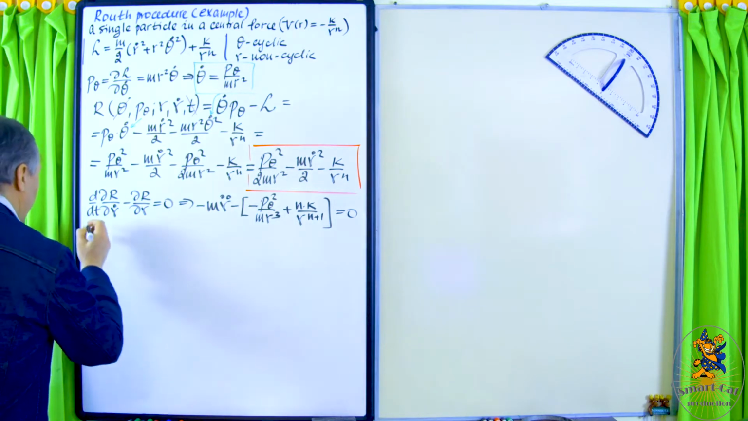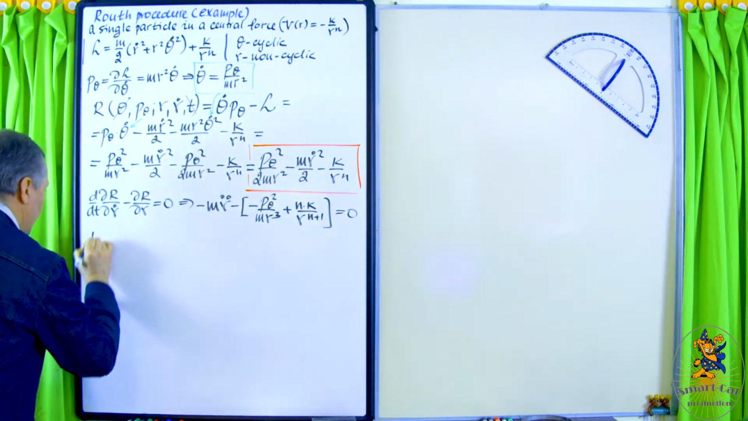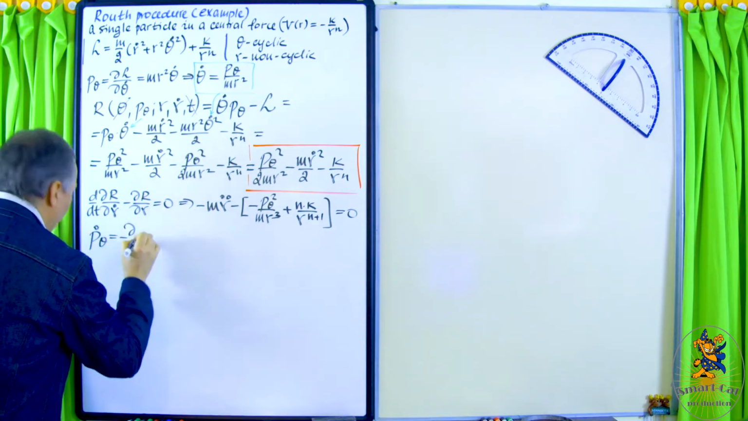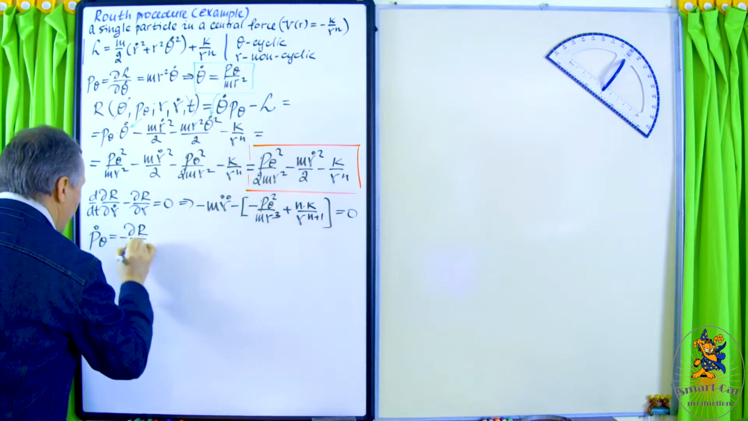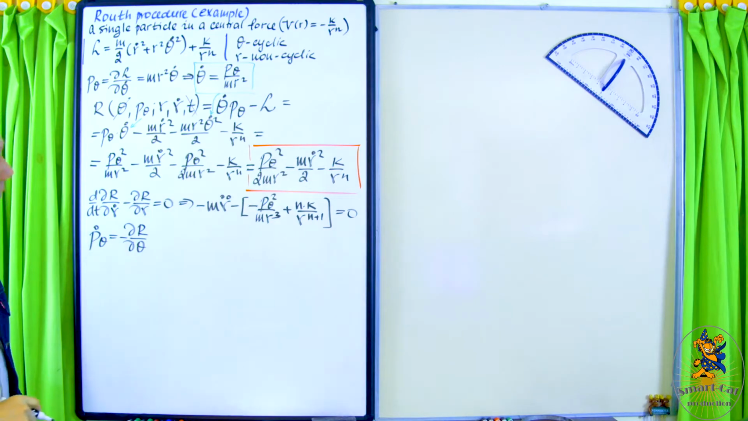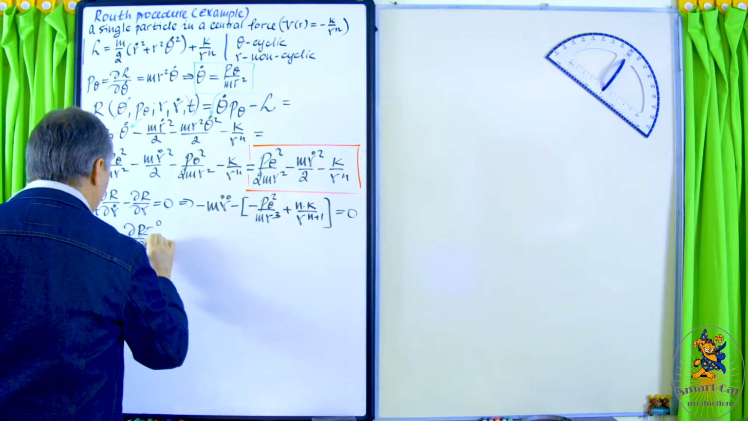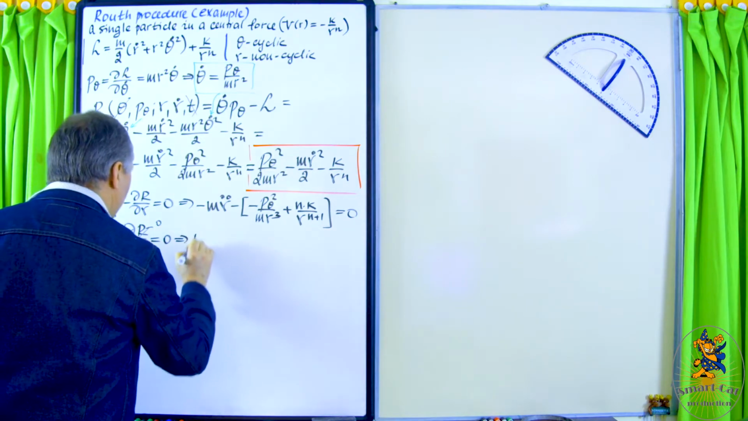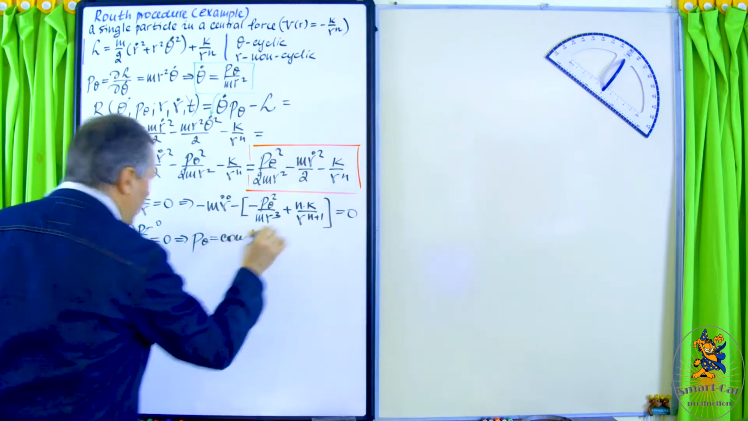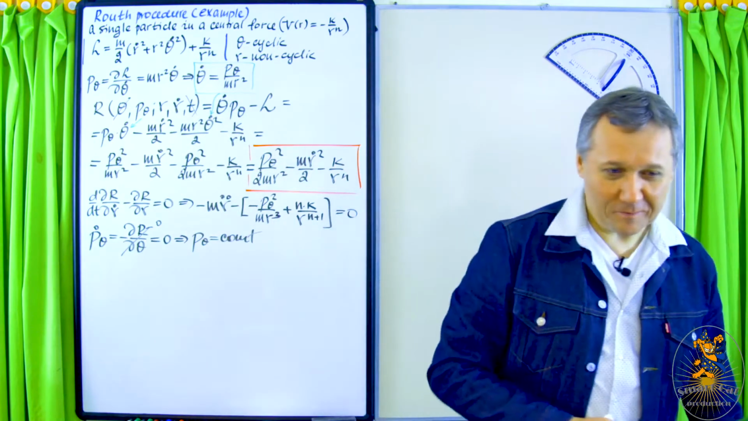Okay, so now the second one. Let's start with p theta dot. P theta dot equals minus the partial derivative of the Routhian with respect to theta. But of course, theta is cyclic. We knew it from the very beginning. We saw it, right? So this is 0, equals 0. And as a result, the corresponding generalized momentum is constant, right?